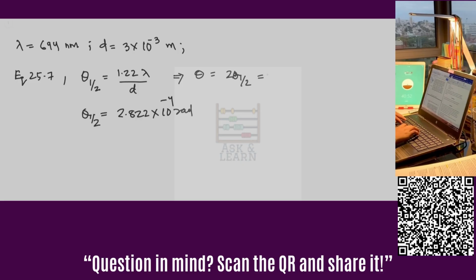So the angular width will then be equal to twice of this value. So that is 5.644 times 10 to the power minus 4 radian.